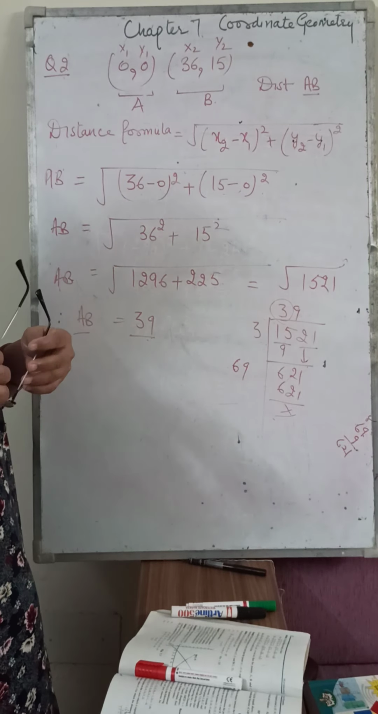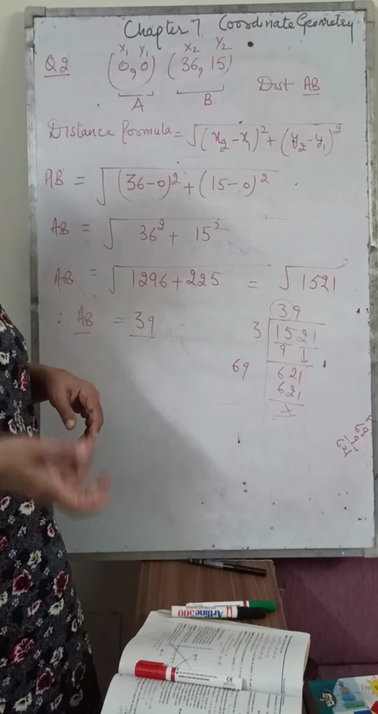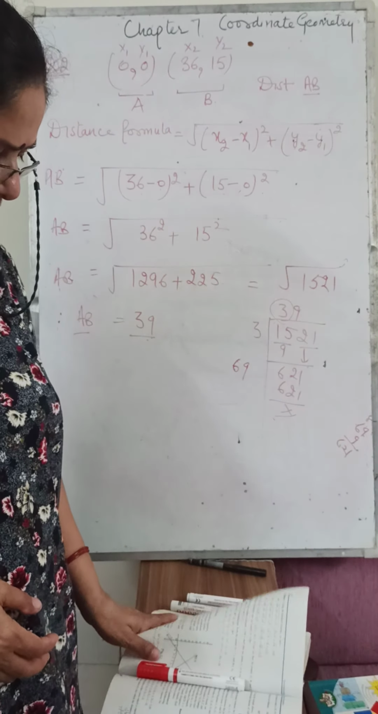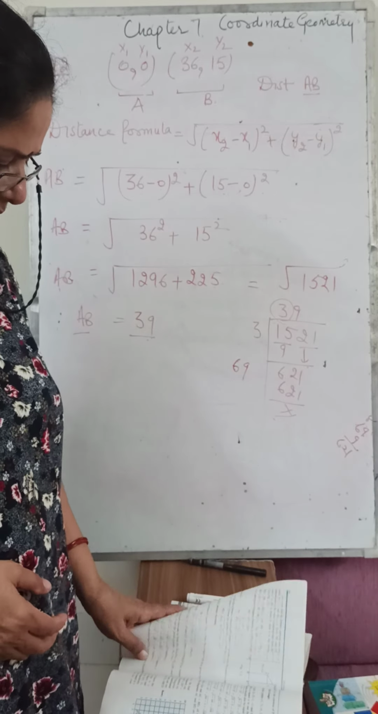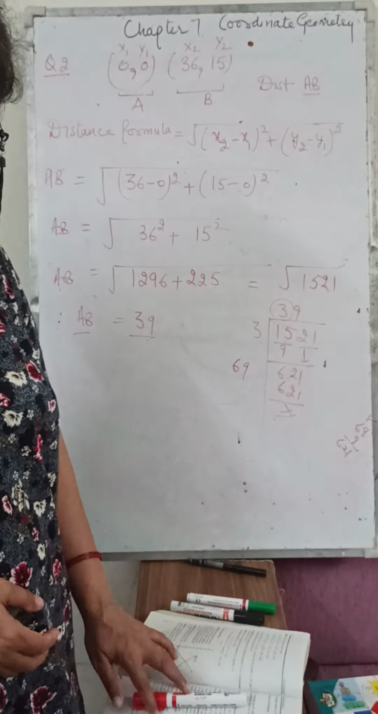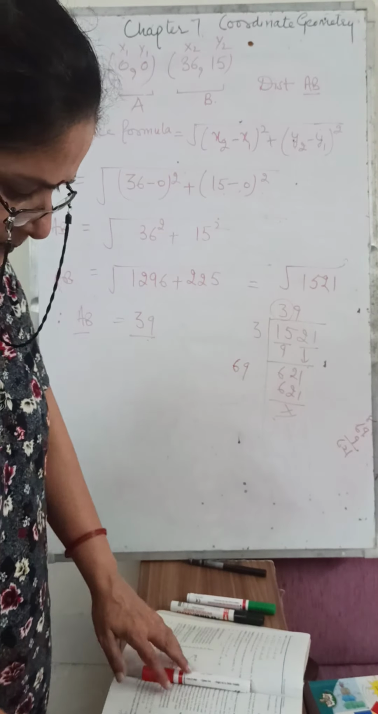Clear? Its second part is also there. You will see in section 7.2. It's very easy. 7.2 section. The points are 40 and 50, I think. 50 and 60. So you will find the distance between those 2 points.